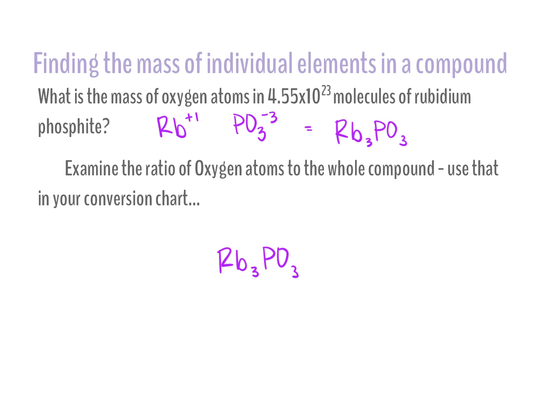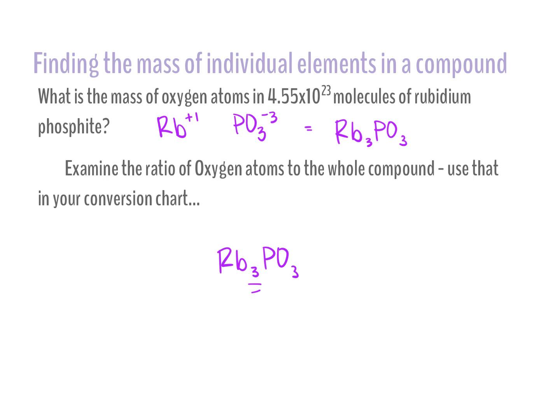If I have 1 molecule of rubidium phosphite, how many atoms of just rubidium do I have? 3, right? Because it says right here, 3. How many oxygen atoms do I have? 3. Okay, if I have 2 rubidium phosphite molecules, how many oxygen atoms do I have? 6. If I had 10 molecules of rubidium phosphite, how many oxygen atoms do I have? 30, right? Do we see how that scale works?